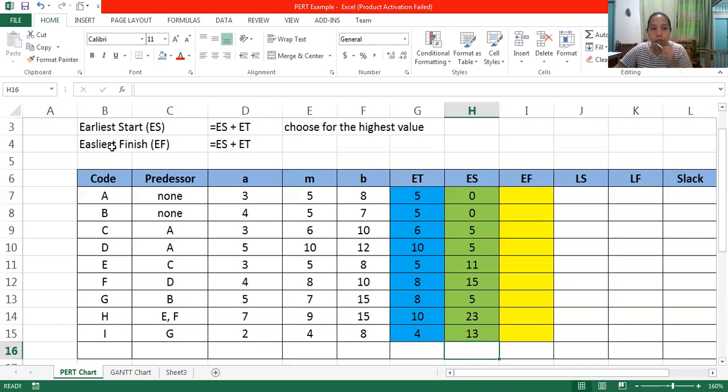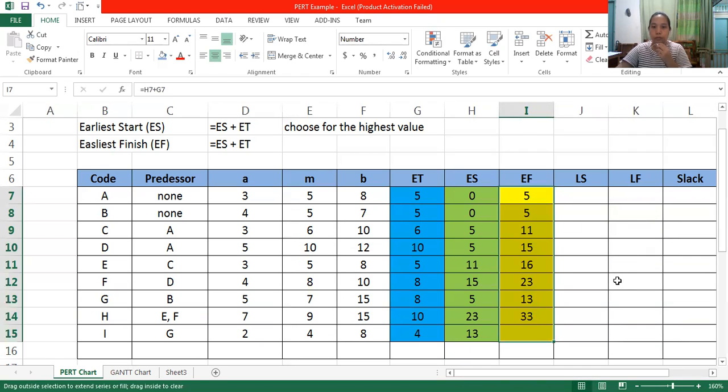Then we will proceed to the earliest finish. So earliest finish is ES plus ET. So equal sign, ES plus ET. So just simply add it. Okay. So let's proceed.